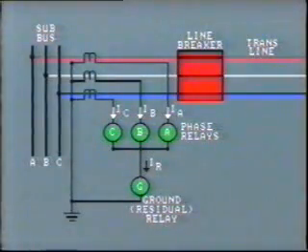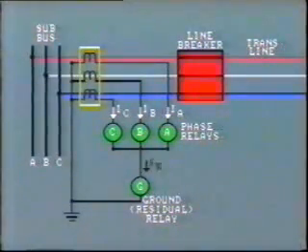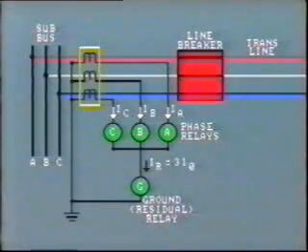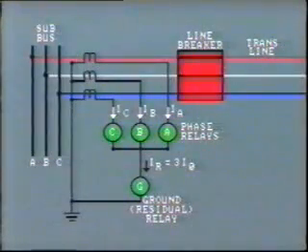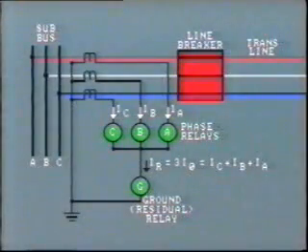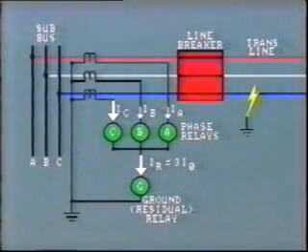Where CTs are Y-connected like this, we can conveniently measure residual current, or 3I0 current, in the neutral return circuit. These are the same CTs that provide input to the protective relays for line protection. As you know, the residual current, IR, is the phasor sum of the three-phase currents. Normally, it is very close to zero, but when a line-to-ground fault occurs, this current becomes very large.